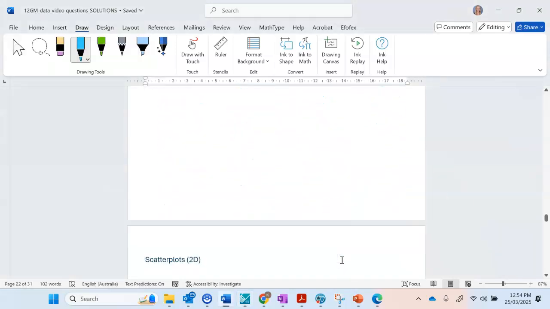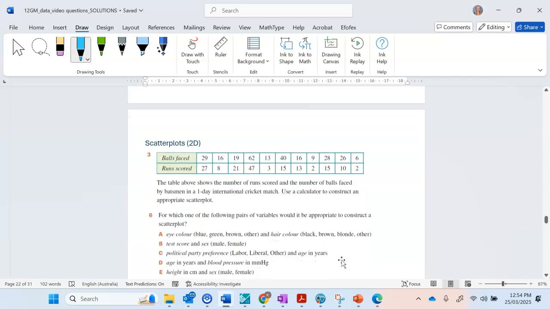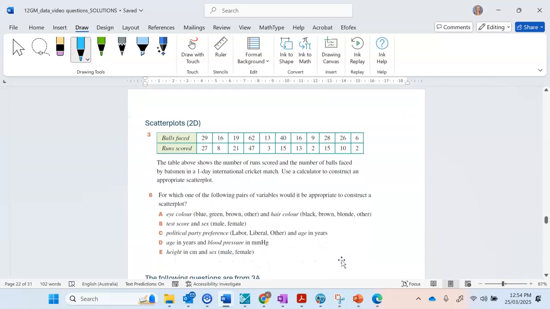All right, I think that is the last question. And then we're looking at scatter plots, which is pretty straightforward. So we're looking at scatter plots, but not going into too much detail.